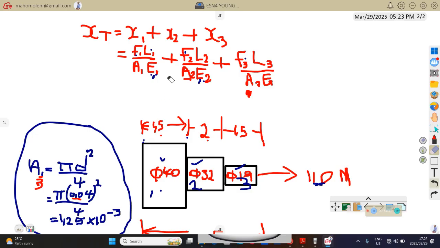To calculate total extension, we just have to substitute here with all those values that we've discussed. The length for portion 2 is 2, so we are going to replace this length by 2. The length for portion 3 is 1.5. And that's how you'll calculate the total extension.